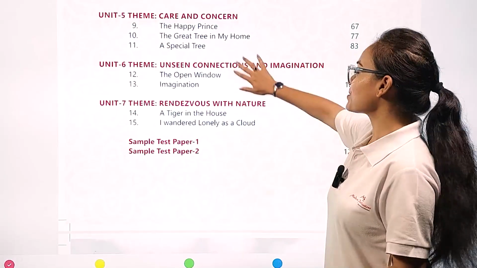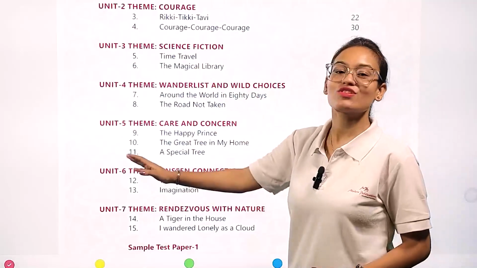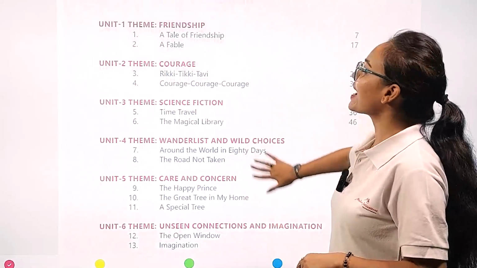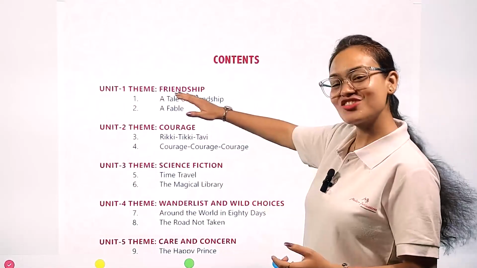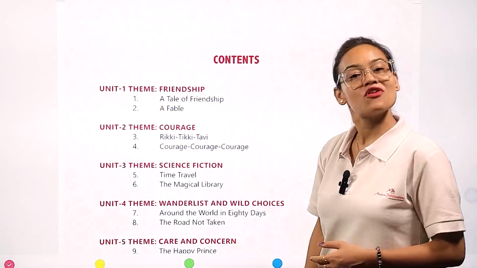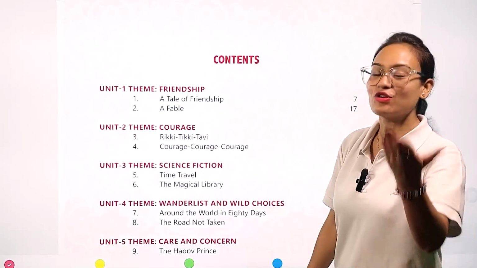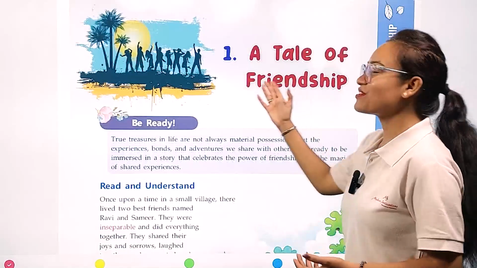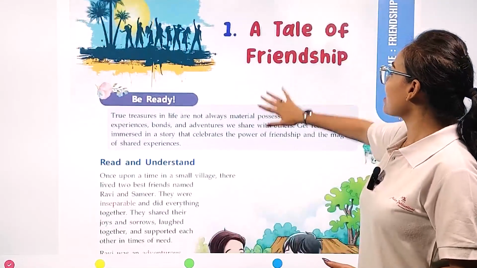So my dear student, in this way we can see our whole English book is divided into total how many units? In 7 units. So come with me and let's explore the first unit, and the theme of the first unit is friendship. Your first chapter will be chapter number 1, the tale of friendship. My dear student, just open your English book and start reading with me your chapter number 1, the tale of friendship. This is our first chapter of the book.